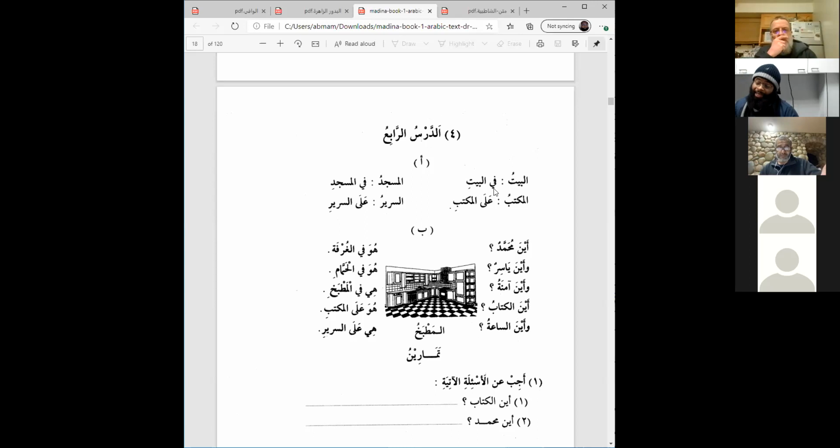What kind of word is al bayt? Is it ism, fi'l, or harf? Ism. So I can safely say that anytime the harf fi comes before an ism, that ism will have a kasra at the end, or one of its substitutes, such as kasratain.